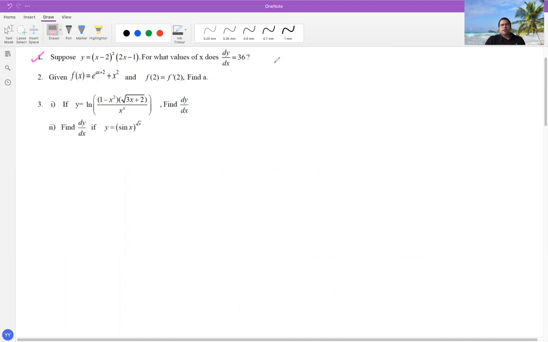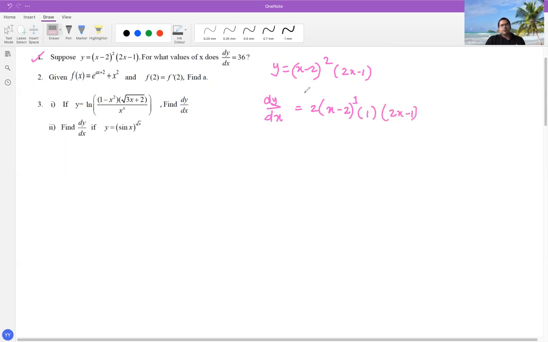The question is, if I have y is (x minus 2) the whole squared times (2x minus 1), for what x values is your dy by dx 36? So first I'm going to find the dy by dx. So dy by dx is 2 times (x minus 2) raised to 1, times the derivative of x minus 2, that's 1, and times 2x minus 1 as it is.